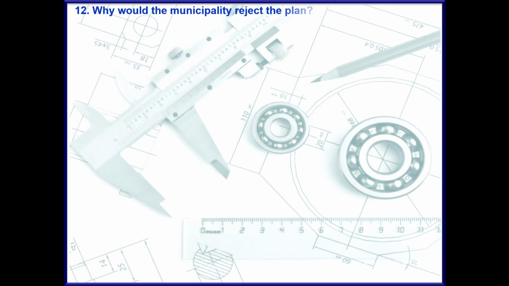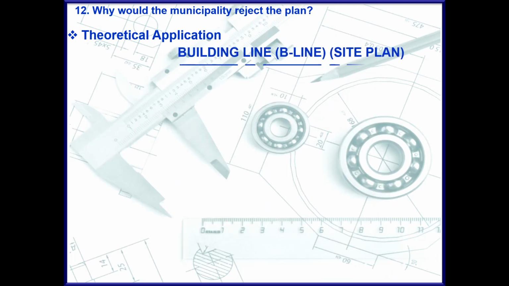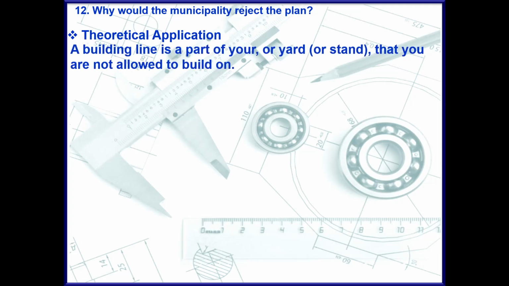Question 12, why would the municipality reject the plan? This is part of my theoretical application. I can look at my site plan and find BL 3000. Then I know, if I look at my abbreviations table, that BL stands for building line. So when I look at my building line in my table, I can clearly see that it has a specific line type. My building line is a B-type line, and it's used on my site plan. A building line is part of your yard or stand that you are not allowed to build on.